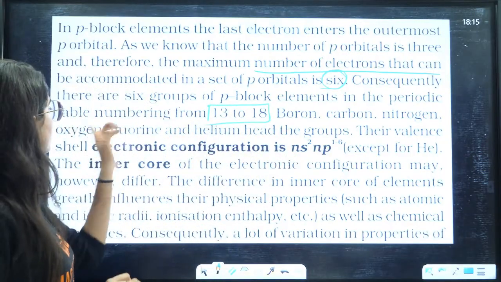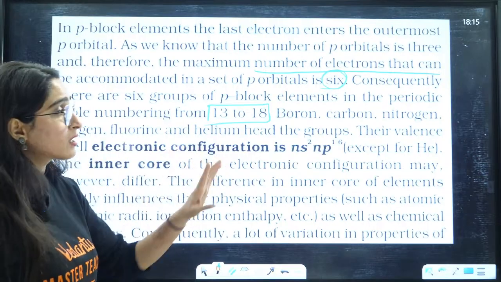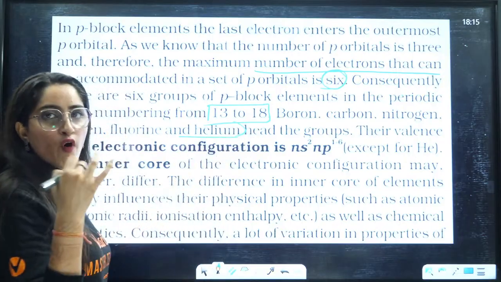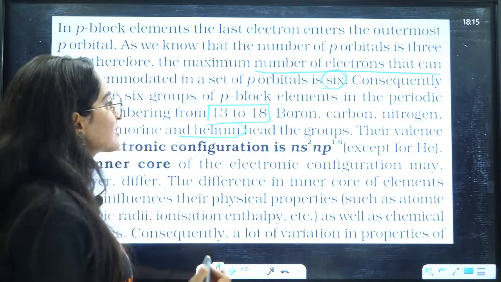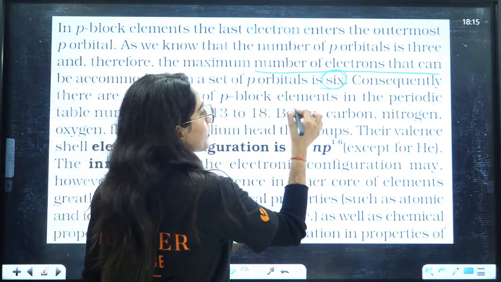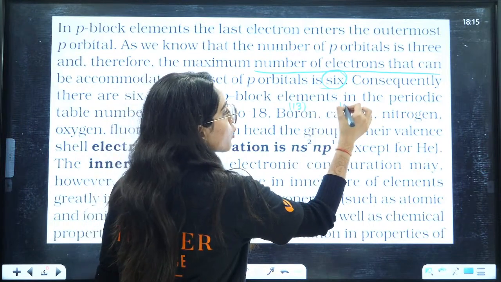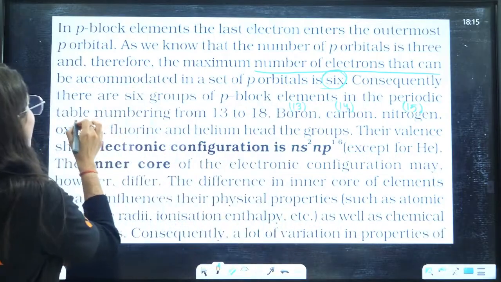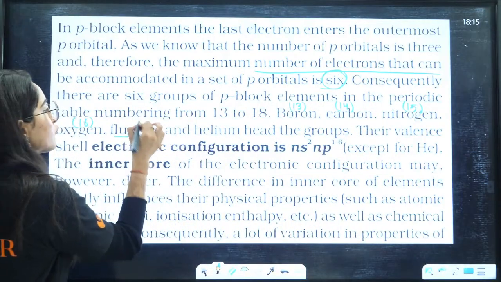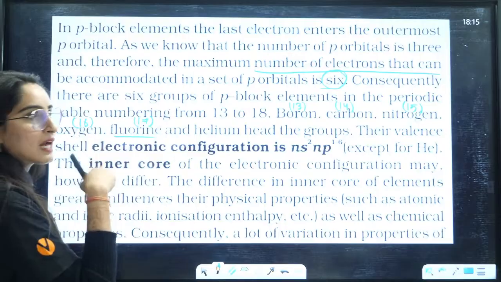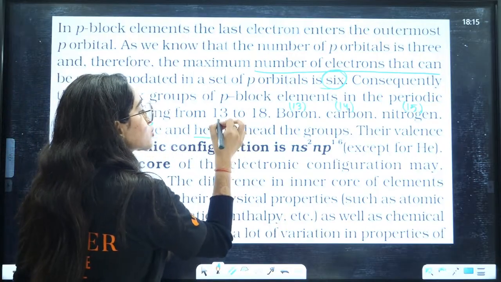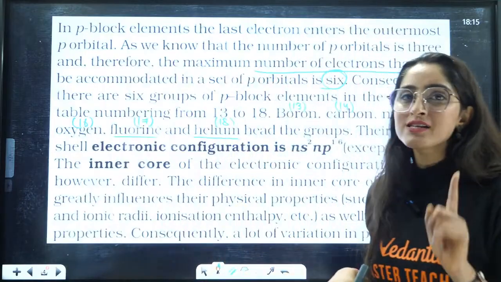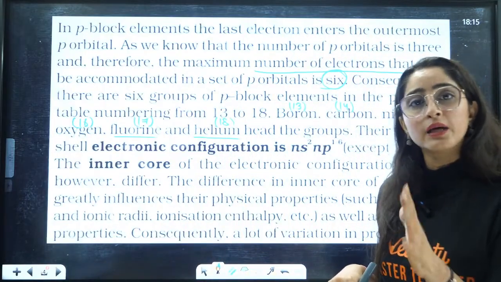Boron, carbon, nitrogen, oxygen, fluorine and helium are the first elements of all these groups. For example, boron belongs to group 13, carbon to group 14, nitrogen to group 15, oxygen to group 16, fluorine to group 17, that is the halogens, and helium to the noble gases, group 18. So these are the first elements of all the groups in the P block.